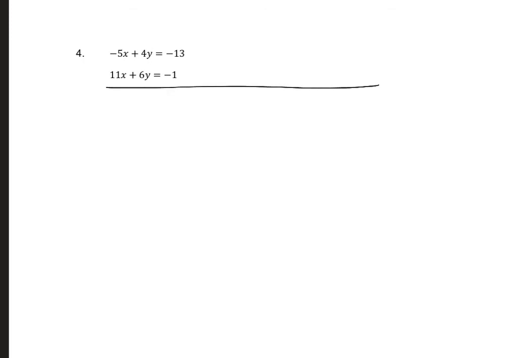Last one. Lining up my columns, I have the red, the blue, the green, and I'm going to cancel out my x's just because I have those opposite signs already. Because of that, I only have to worry about my numbers. So because 5 is on top, I'm going to multiply the bottom equation by 5, and because 11 is on the bottom, I'm going to multiply the top equation by 11. I don't have to worry about the signs because I already have opposite signs.